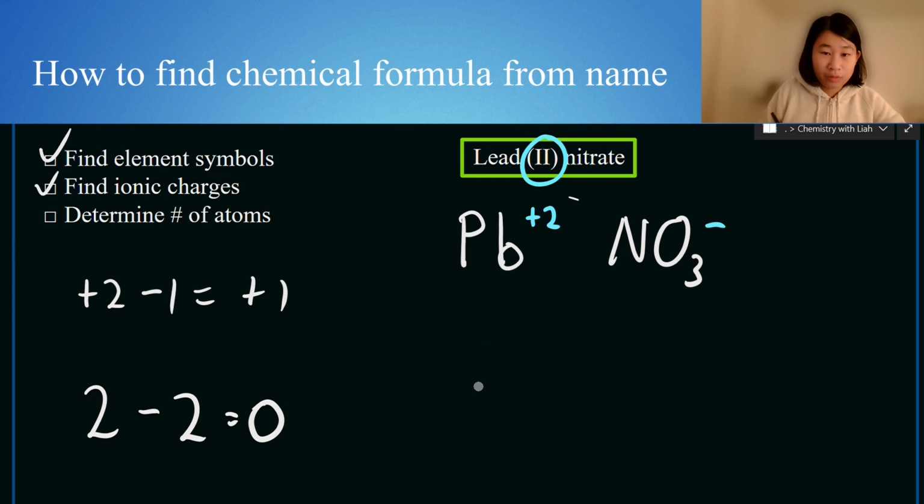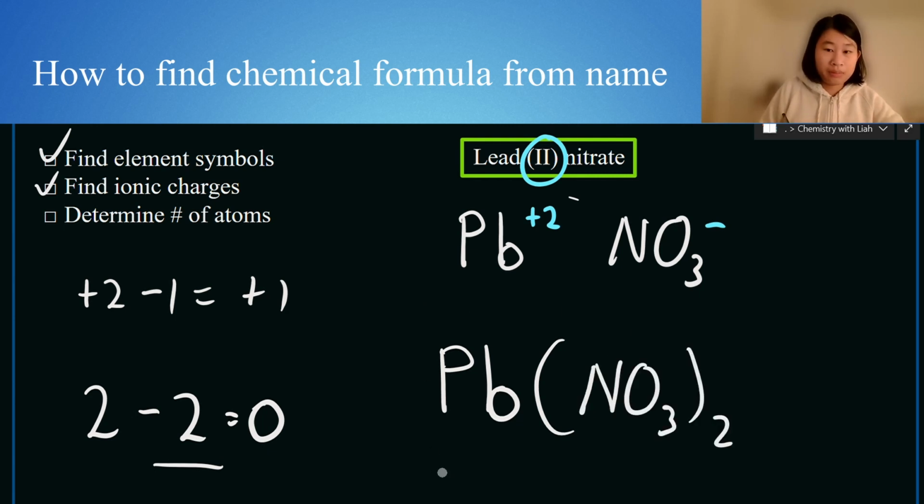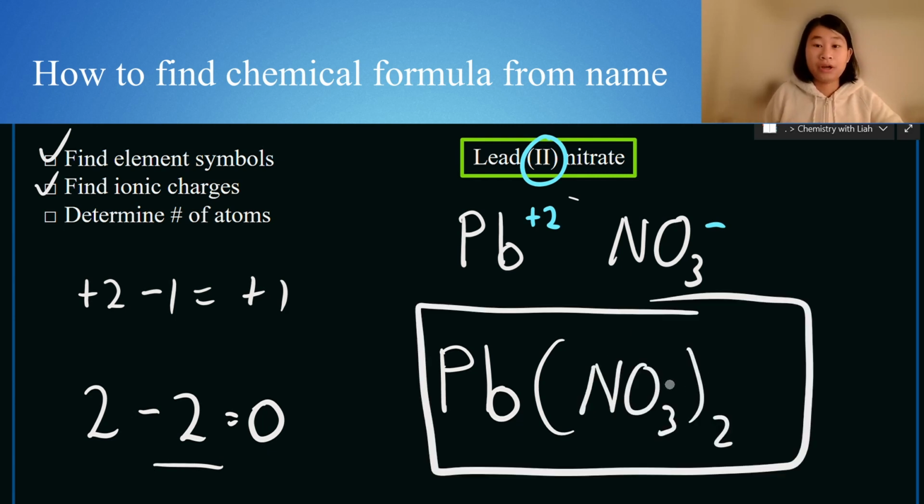Okay, and so lead will contribute the positive part. So we'll need 1 lead, because 2 divided by 2 is just 1. And then for nitrates, well, we'll have 2 of those because we need a negative 2 in total. So Pb(NO3)2 will be our chemical formula for lead(II) nitrate.